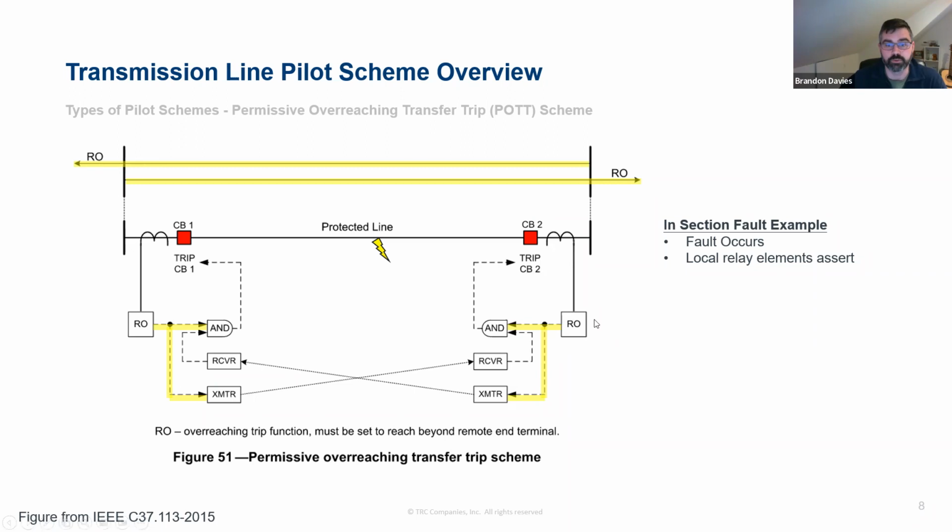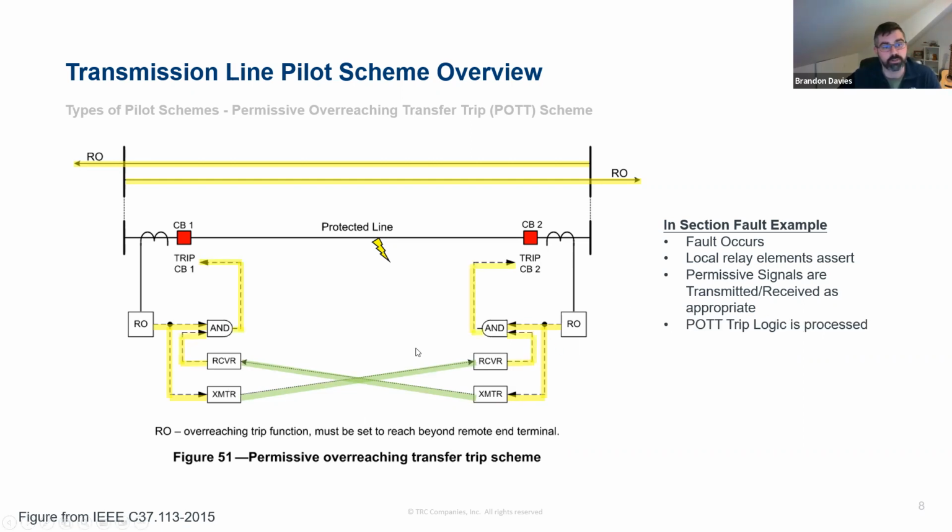That goes to this AND gate on both sides, which is not yet satisfied because I have not also received a signal from the remote end yet. And it goes to the transmitter of our communications channel. So it's sending that bit of there's a fault in front of me to the remote end. So the communications channel transfers that information in both directions. So both sides are transmitting and receiving a permissive signal to the remote end.